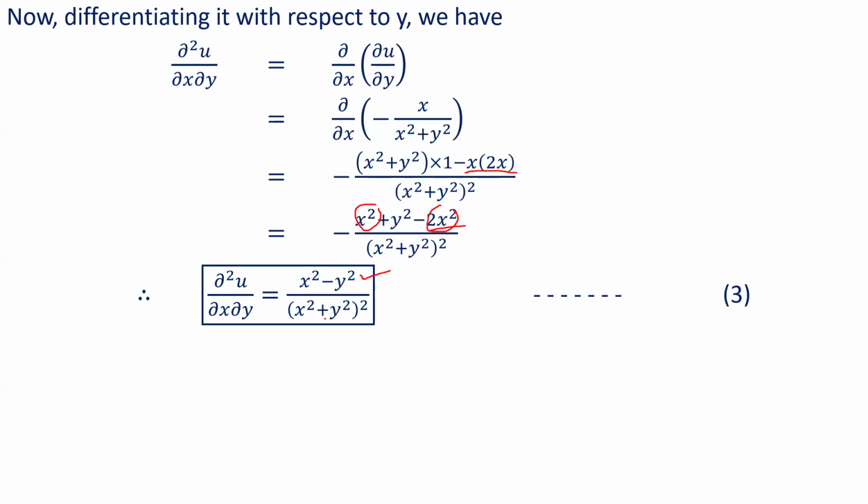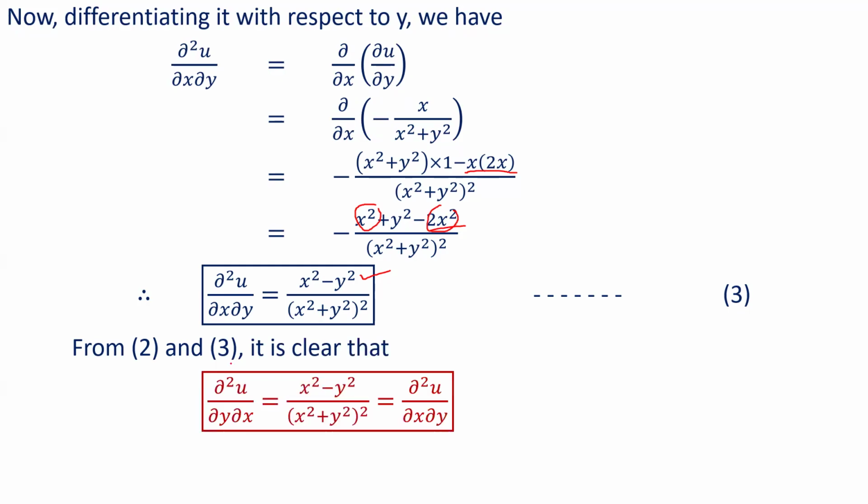So clearly from equations 2 and 3, we have del 2u del y del x, which is equal to x square minus y square upon x square plus y square whole square, which is similar to del 2u del x del y.